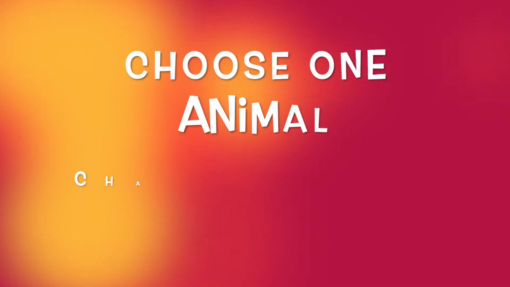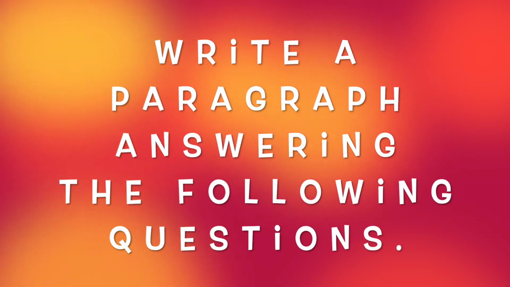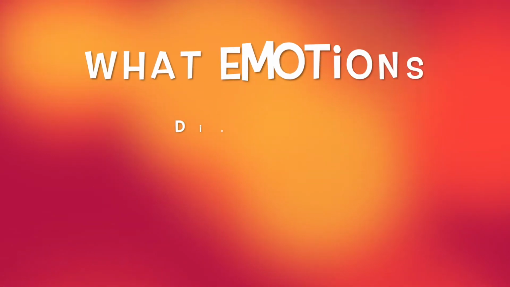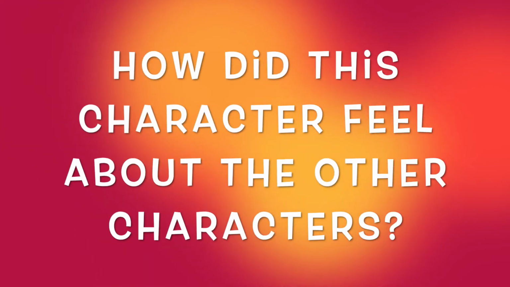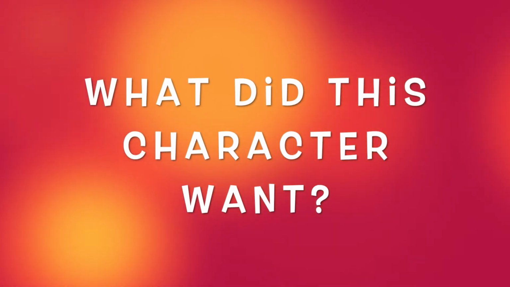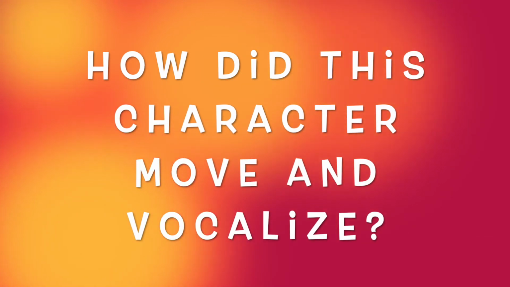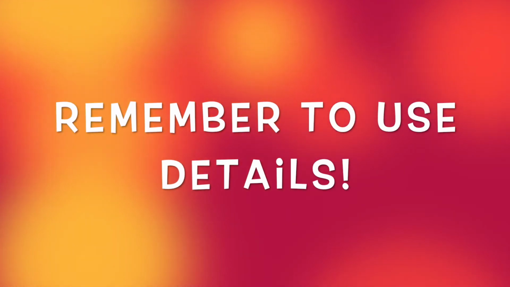It's time for today's journal prompt. I want you to choose one animal character from the fable and write a paragraph answering the following questions. What emotions did this character show? How did this character feel about the other characters? What did this character want? How did this character move, and how did this character vocalize? And remember, use details.